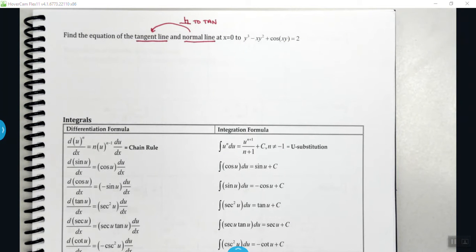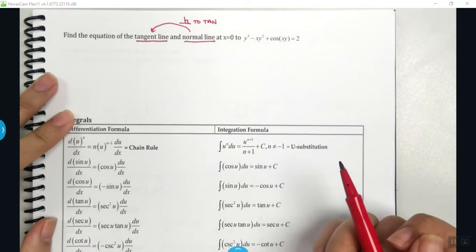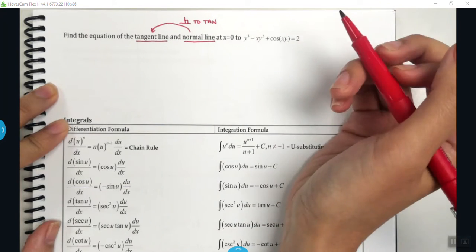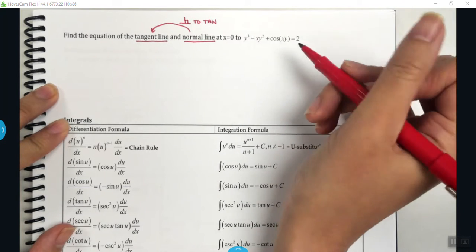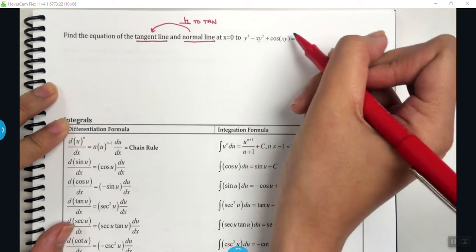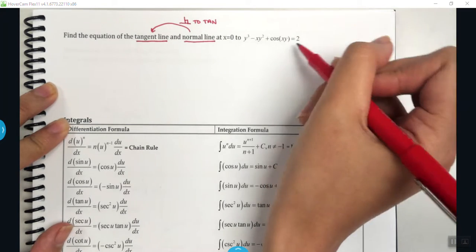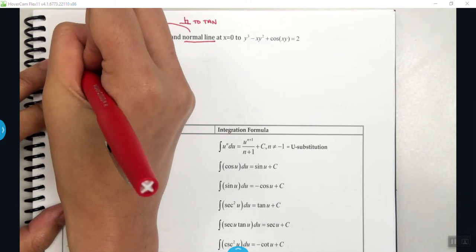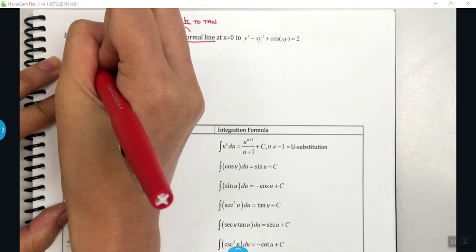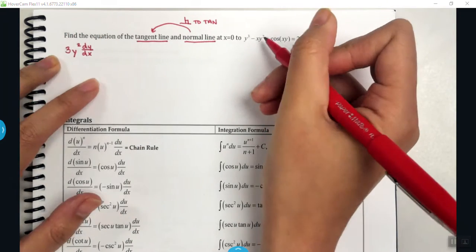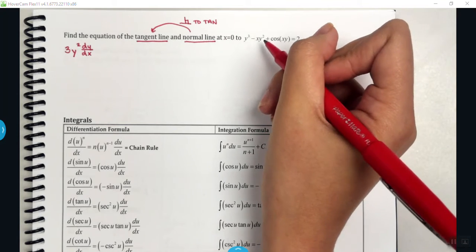Okay, so what do I need for a tangent line? Slope. Okay, so I need the derivative, right? So how do I take the derivative of these things with x's and y's in it? Implicit. Yes, 3y squared dy dx. Then I gotta do product rule with this one.